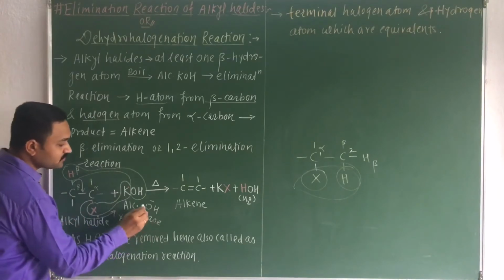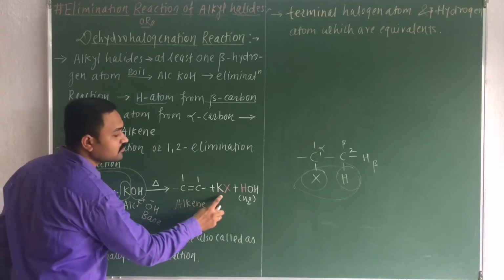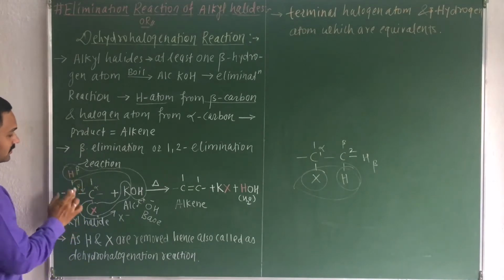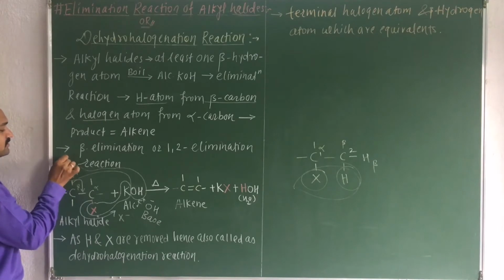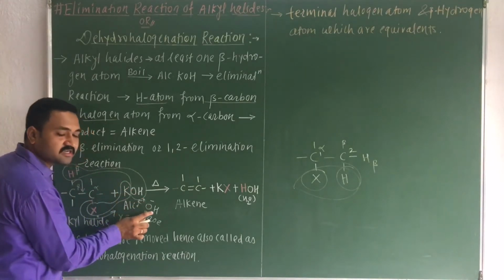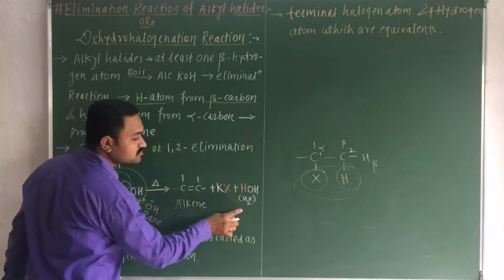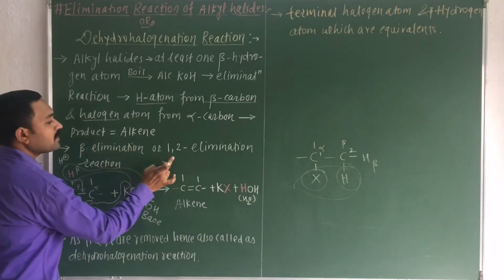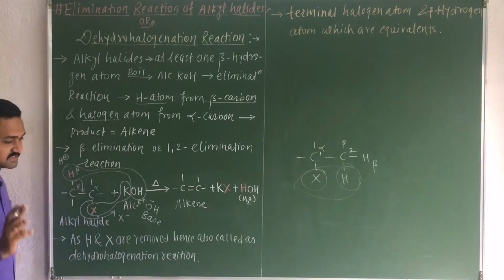It will combine with a K plus ion, K plus X minus, so it will give the potassium halide salt. Actually here your beta hydrogen atom is removed in the form of an H plus ion or proton. That proton is abstracted by your base, that is the OH minus ion. H plus and OH minus ion give the water molecule. So this is actually the 1,2 elimination reaction or beta elimination reaction.